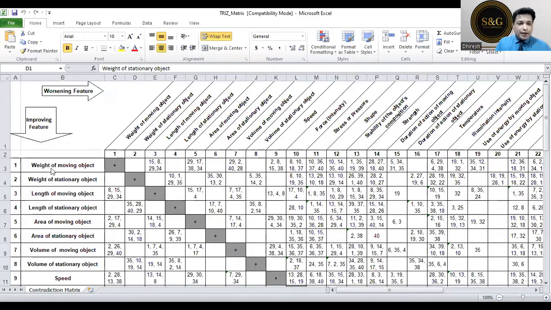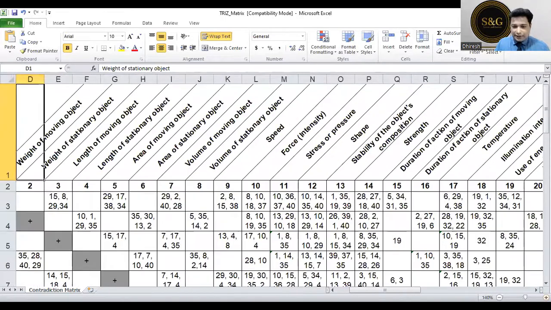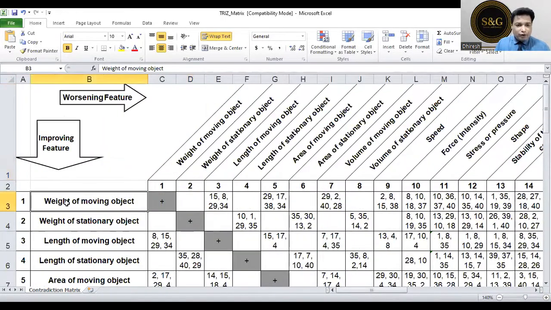Look at this. Weight of moving object and length of moving object. If I want to improve the weight, increase or maybe reduce it, without changing the length of the moving object, let me enlarge it. You can see this: weight of the moving object and length of the moving object, this one, third one. So these are the four principles: principle number 15, principle number 8, principle number 29, principle number 34 will be applicable.